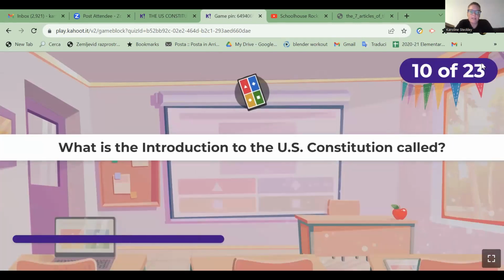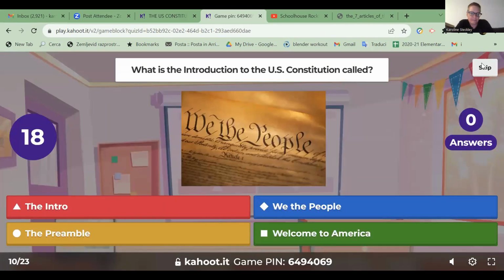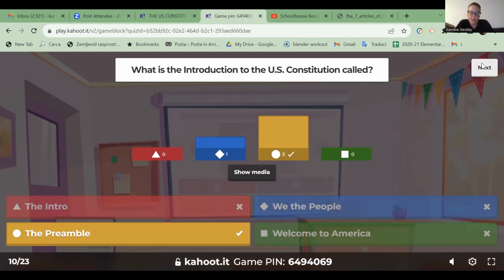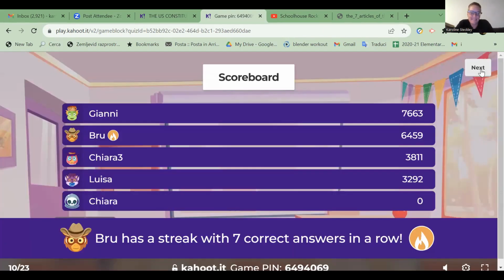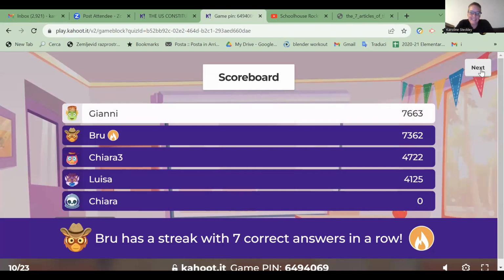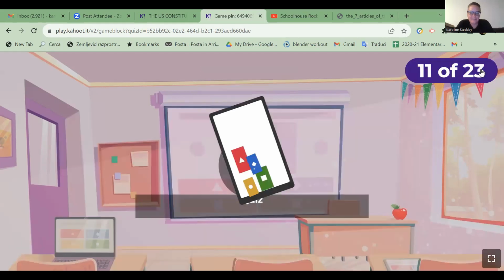Quiz. What is the introduction to the U.S. Constitution called? Is it called the intro, the preamble, We the People, or Welcome to America? Yeah, it's called the preamble. And it starts, We the People. Maybe you saw that? Good job. Oh, Bruna, you are on fire. 7 correct answers in a row. Look at that. Good job.